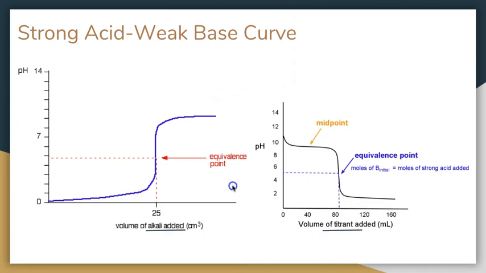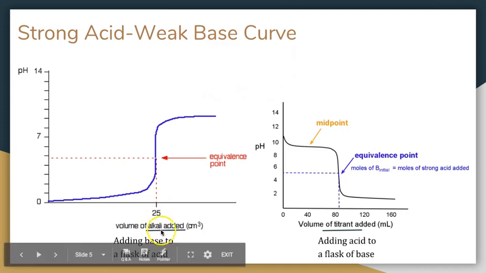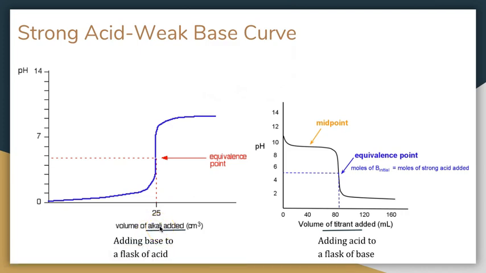And you can see the difference in the x-axis there. In this one, it's labeled as an alkali, meaning a base is being added. In the other one, it's not quite as clear, but where I got the picture from, it was labeled as adding the acid to base. Let's take a look at a couple main features of these curves.